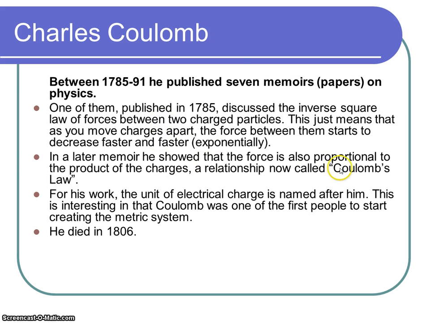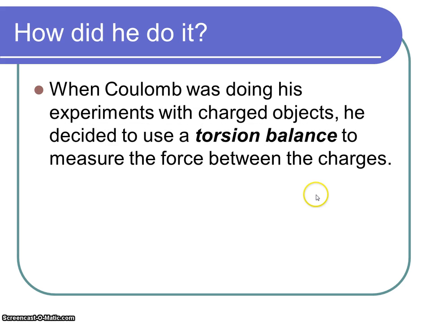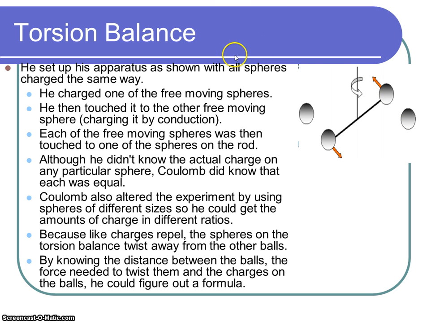In a later memoir, he showed that the force is also proportional to the product of the charges. And when he put these together, he found a relationship which is now called Coulomb's law. For his work, the unit of electrical charge is now named after him, and he died in 1806. So, how did he do it? What he was doing was experiments using something called a torsion balance, the same way that Cavendish did gravitation experiments to determine forces between masses and the distance between them. But here's essentially what he did.